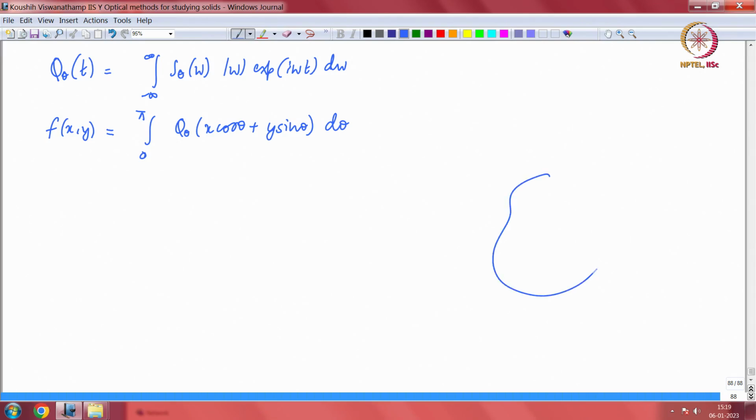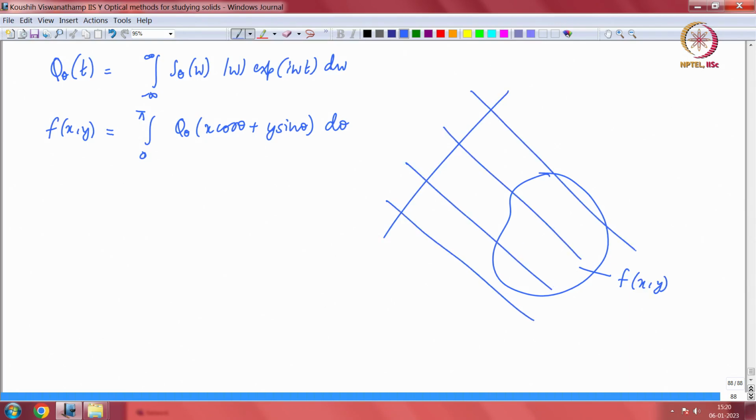So, here is our f of x y, we have some unknown function and we take a projection, let us say this is our projection. So, our rays are coming like this. Let me erase this, we know what f of x y is, I will need some space to draw this carefully.